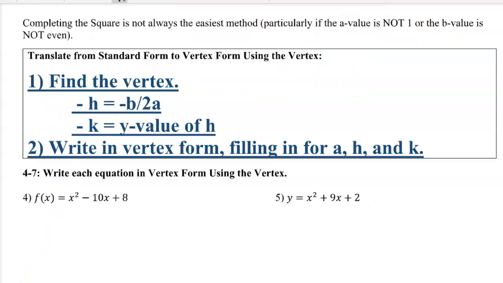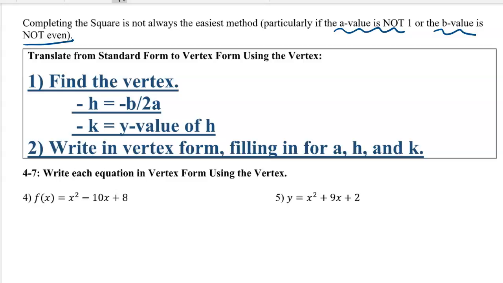All right, guys, but now completing the square is not always the easiest method, especially when we have an a value that's not 1. And if the b value is not even, the reason it's easy when the b value is even is because, remember, we take the b value and divide it by 2, so take half. So what would happen if that's the case?